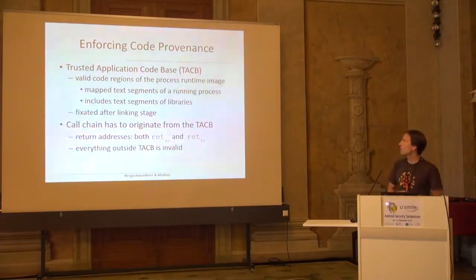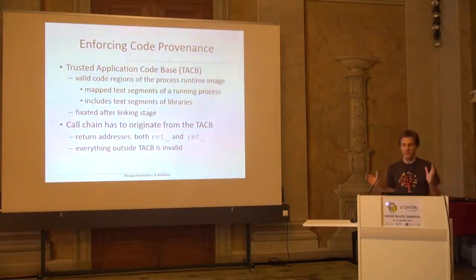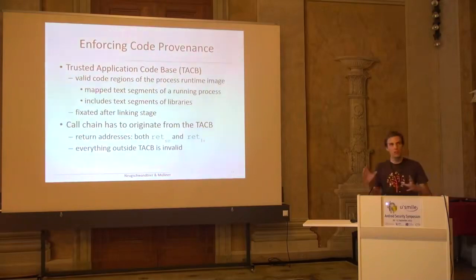So we first construct our trusted application code base, and this trusted application code base basically contains all the valid code regions of the process runtime image. So these are the mapped text segments of the running process itself, and it also includes the text segments of libraries, of course, and it's fixed after the linking stage. So anything that's outside this trusted application code base is actually invalid. So both the return address of the system call and the link address need to point into those code regions.